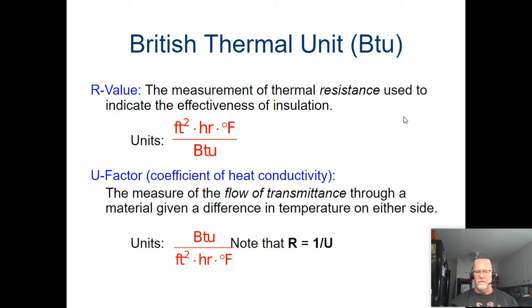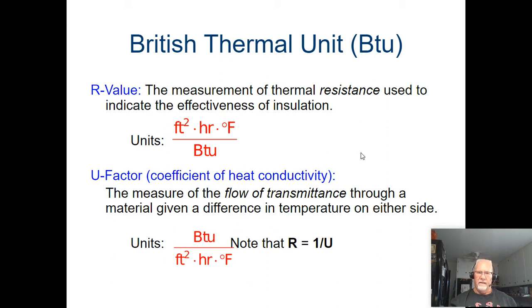The R value, perhaps you've heard of this. I think we've talked about it with the insulation in the activity we just got done. We had R11 for 2x4 wall insulation. We had R19 for the 2x6 insulation. So what is that? It's the measurement of thermal resistance used to indicate the effectiveness of insulation. Okay, how much does it block the warmth or the cool from going through? And the units of an R value are feet squared times hour times Fahrenheit per BTU.